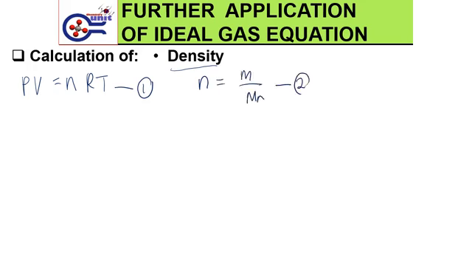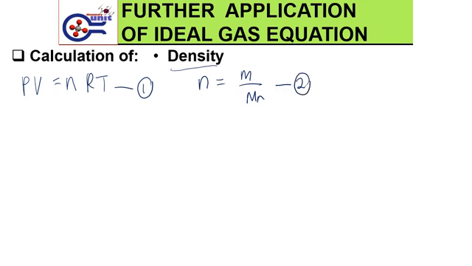Okay, yang ini saya nak tunjukkan pula further application of ideal gas equation for the density. So, how to derive the equation that relates the ideal gas equation with the density. Macam tadi kita buat PV equals nRT. This one is the first equation based on the ideal gas equation. Second equation is mole equals mass over molar mass. Inilah equation yang kedua. Boleh?